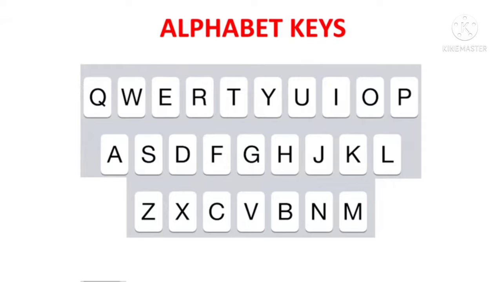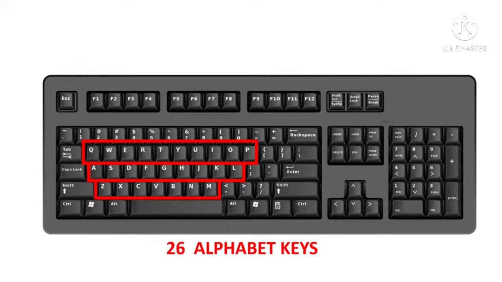The first is alphabet keys. Students, look at the keys given here. These are alphabet keys. You can type alphabets using these keys. There are 26 alphabet keys from A to Z, but they are not in alphabetical order. Students, you must have seen that the keys on the keyboard are not in alphabetical order. They are placed in such a manner that we can work fast.